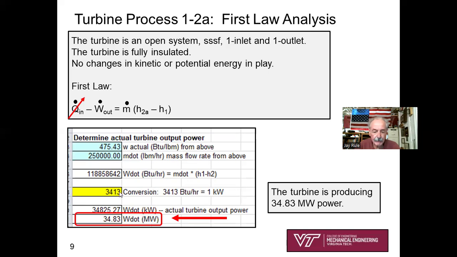And so I've got to go look up a conversion, and I see that in my conversion lookup, I've got 3,413 BTUs per hour equals 1 kilowatt. So I'll solve that I've got 34,825 kilowatts of output power. But look, that's enough to reduce to megawatts. If I divide by 1,000, I've got an actual turbine output power of 34.8 megawatts. And I wrote out turbine is producing 34.8 megawatts of power. Okay, we're well on our way. We're really into our analysis now.